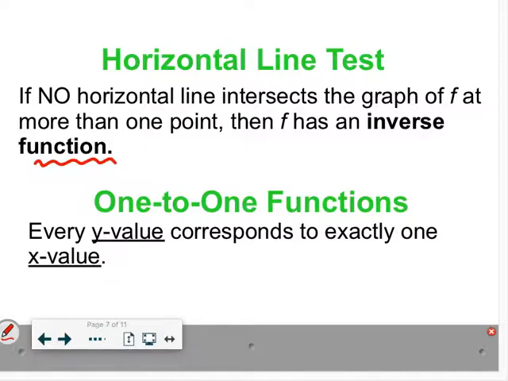A one-to-one function says it's true the opposite way as well. Every y only corresponds to one x. So one-to-one functions are functions or relations that pass a vertical line test and a horizontal line test.